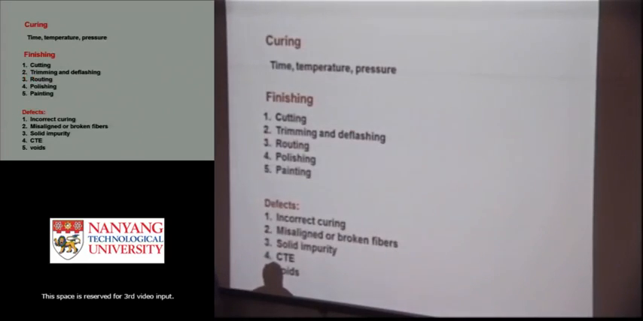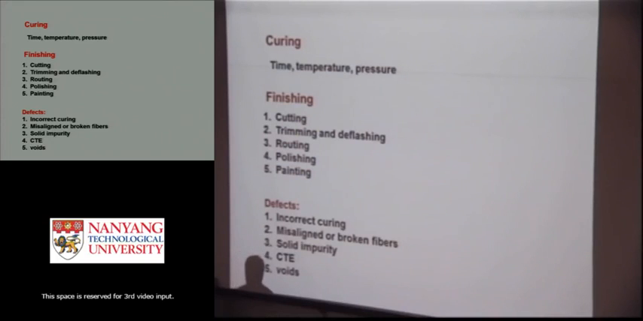Besides that, for thermosetting polymer, we definitely need to do cooling. For the cooling, there are 3 factors: time, temperature, and pressure. We also talk about the finishing methods: cutting, trimming, and deflashing. Besides that, we also talk about the joining method, the polishing method, and the painting method.